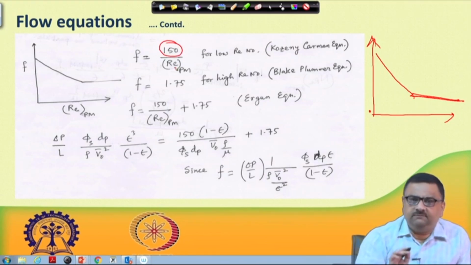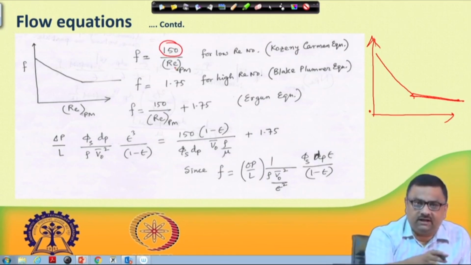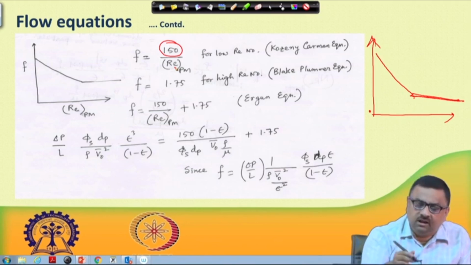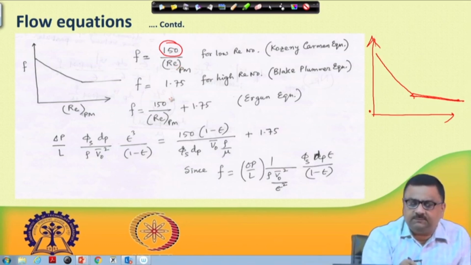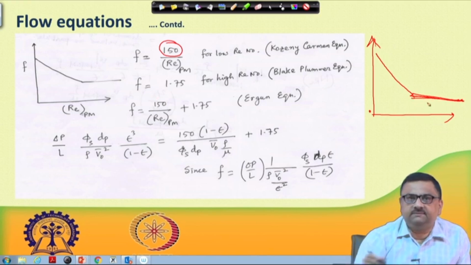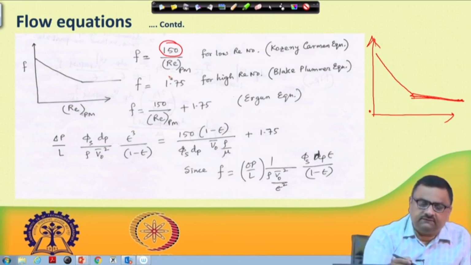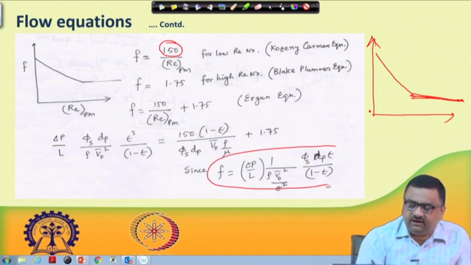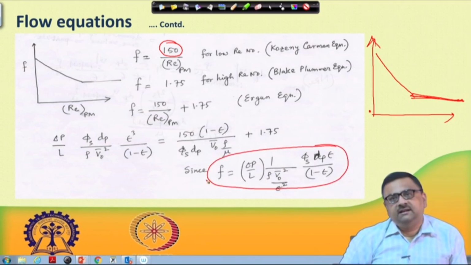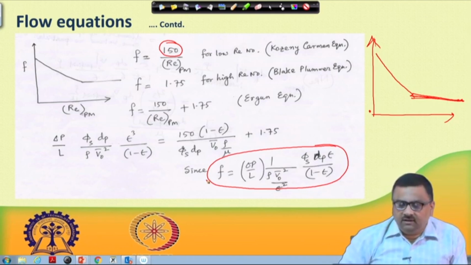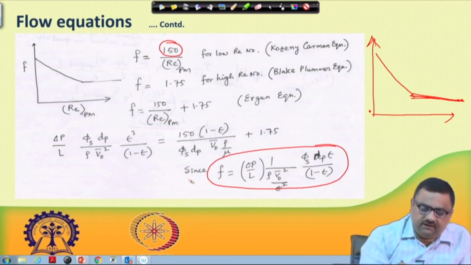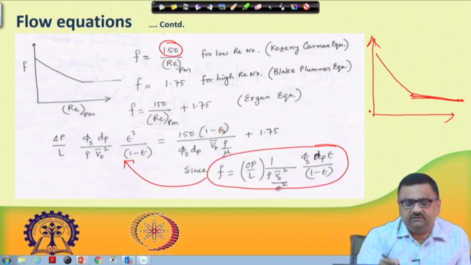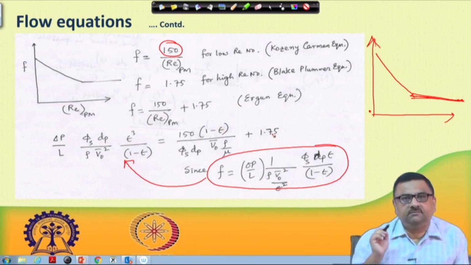So, 150 by Re_pm instead of 64 by Re_pm, which we derived for flow through a circular conduit of circular cross section. Then the other part is 1.75, where it remains practically constant. So then this friction factor, and now what is this friction factor? Friction factor is defined in exactly similar way as it was done for flow through a pipe. So this is how they were defined, and this friction factor was placed here, and it was written as friction factor is equal to 150 by Reynolds number plus 1.75.